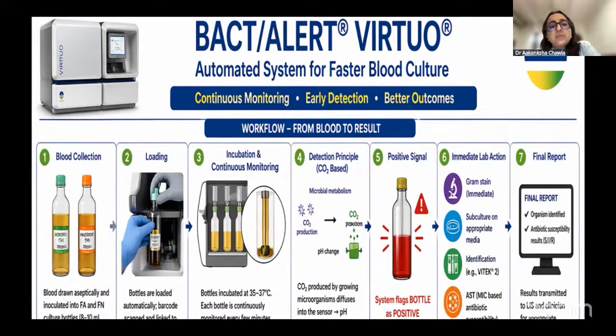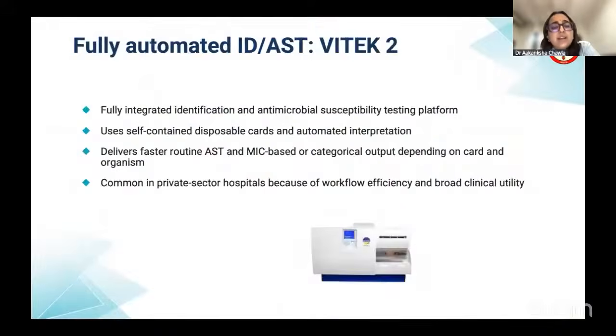Immediately in the lab, it is put to a gram stain. This is followed by a subculture on appropriate media. Once the subculture starts to show colony growth, it is put into the Vitek 2 for identification and sensitivity, which is a fully integrated system. It uses self-contained disposable cards and automated interpretation. It delivers fast routine AST and MIC based or categorical output depending on card and organism. And it basically improves the workflow efficiency and has a broad clinical utility.